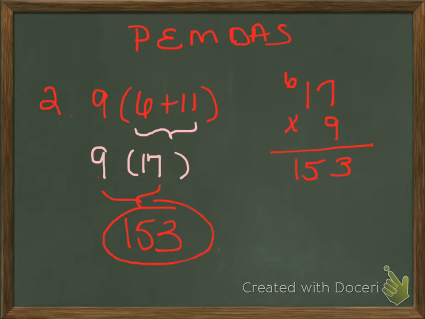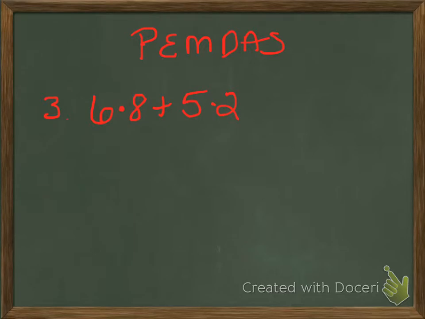Okay, problem number 3. I have 6 times 8 plus 5 times 2. So we just start in order. I don't have parentheses. I don't have exponents. I do have multiplication, and I actually have 2 different sets of multiplication. Here's the first one, and here's the second one. We'll do them in order from left to right.